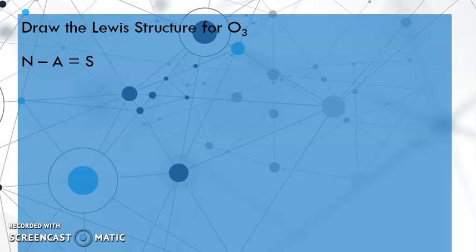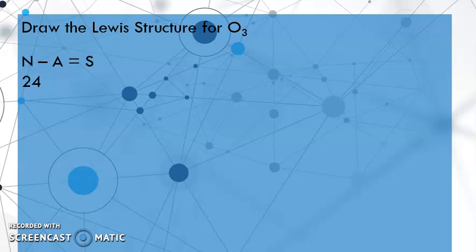Let's draw the Lewis structure for the O3 molecule. That's ozone. Of course, every Lewis structure is going to start with the same calculation: S equals N minus A. The need: each oxygen follows the octet rule, so each oxygen will need 8. 8 plus 8 plus 8 would give us a total of 24.